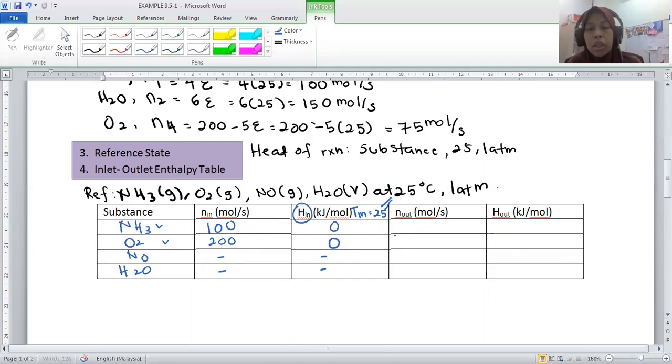Now we move to the molar flow rate out. Ammonia outlet is 0, not available, because it is completely reacted. For oxygen, we calculated just now 75, and then NO is 100, and then water is 150. For the enthalpy out, the temperature out from the reactor just now is 300 degrees, right? So it's different from our reference state, so there are values that you need to calculate. Before we know the values, we just state the enthalpy as H1, H2, and H3.